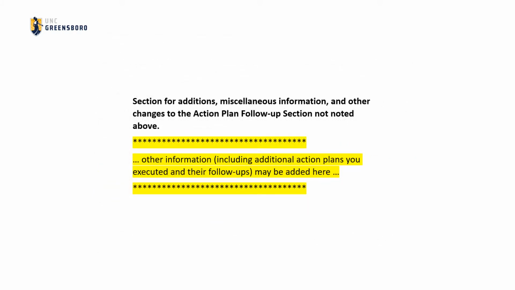The next section you'll encounter is the section for providing additional miscellaneous information related to the action plan follow-up section. In this optional section, the user is provided with an editable text area where other information regarding action plan follow-ups may be provided. For example, did you execute an action plan that wasn't listed in the template we provided? If so, here's the spot to list that action plan and its associated follow-up. Other miscellaneous information may be provided here as well related to the action plan follow-up section.